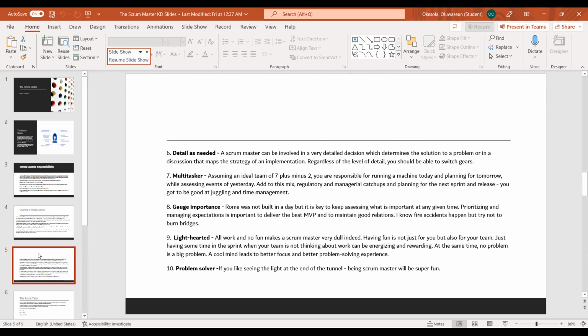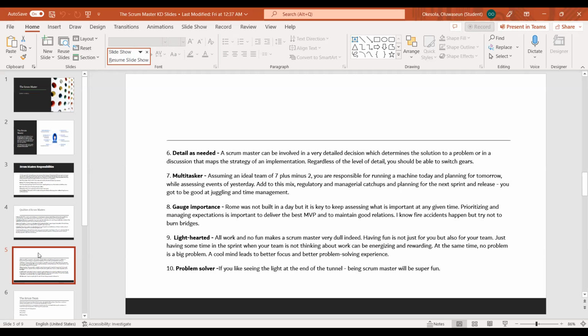I was doing an expansive reading yesterday and I came across the word swarming, agile swarming. So we can even talk about agile swarming here. Agile swarming is the development team coming together to say, this one single feature or this one single task is the most important, and they prioritize it to collaboratively work on it. So it is the duty of the Scrum Master to be able to say, this is what is important at this given time, and they give attention to it. It says prioritizing and managing expectations is important to deliver the best MVP and to maintain good relations.